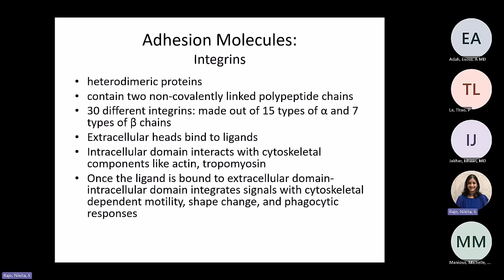The extracellular head of these integrins, or these two chains, bind to the ligands for the integrins. And then the intracellular domain interacts with cytoskeletal components like actin and tropomyosin. Once the ligand is bound to the extracellular domain, the intracellular domain integrates signals with the cytoskeleton, basically signals so that they can give rise to motility, change in shape, and maybe phagocytic responses for these cells.